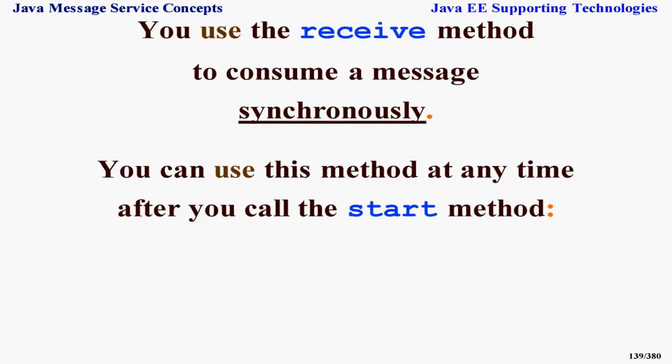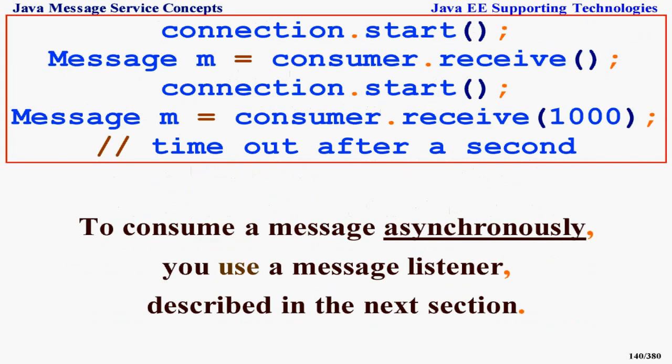You use the receive method to consume a message synchronously. You can use this method at any time after you call the start method. connection.start(); Message m = consumer.receive(); connection.start(); Message m = consumer.receive(1000); // time out after a second. To consume a message asynchronously, you use a message listener, described in the next section.